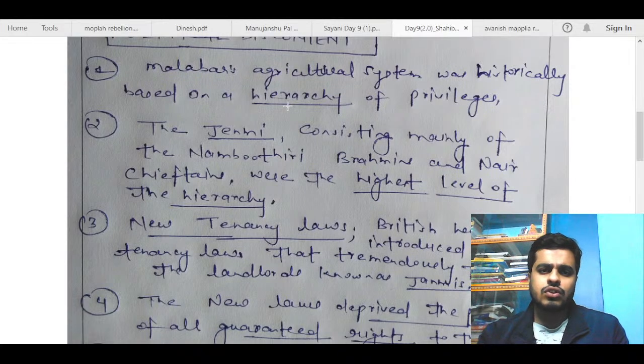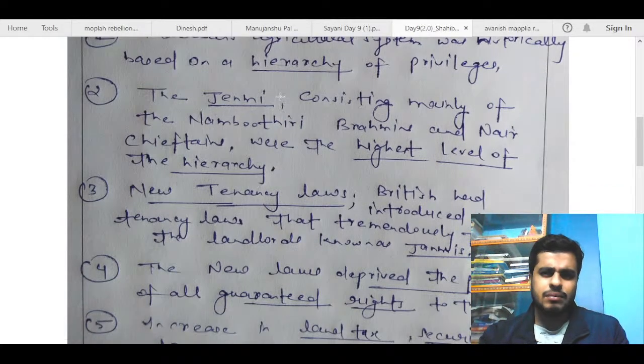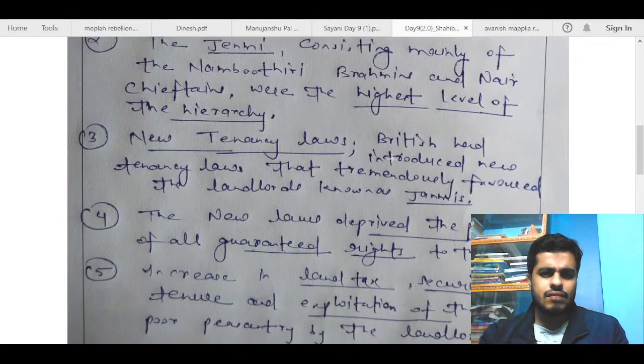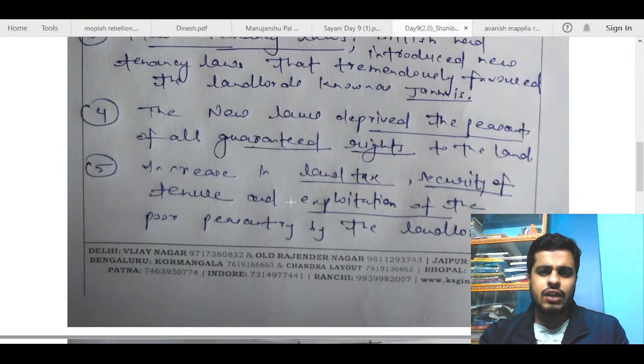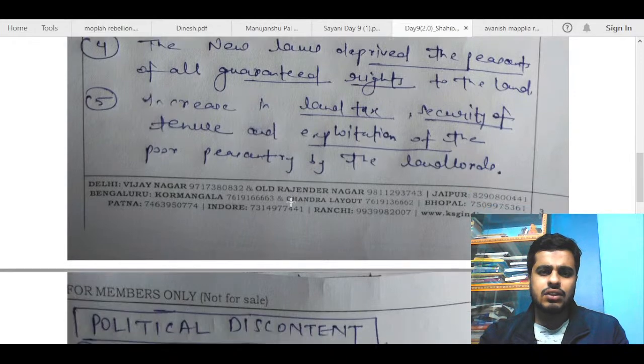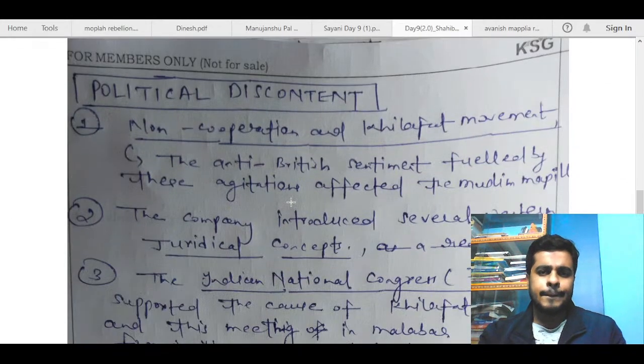Malabar agriculture system was totally based on hierarchy. This is fine. Jenmi is okay. Same thing, I think these two points can be integrated. New tenancy laws: the British had introduced new tenancy laws that tremendously favored the landlords known as Jenmis. The new laws deprived the peasants of all guaranteed rights to the lands, increase in land tax, security. So this is fine.